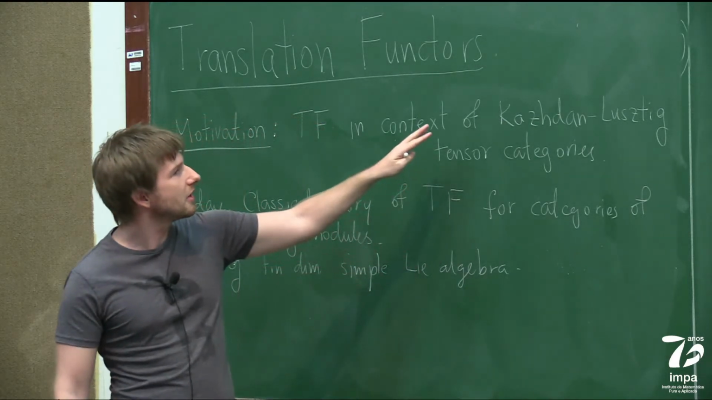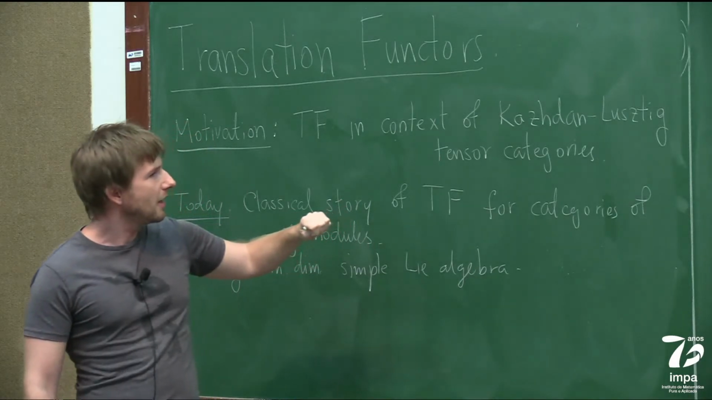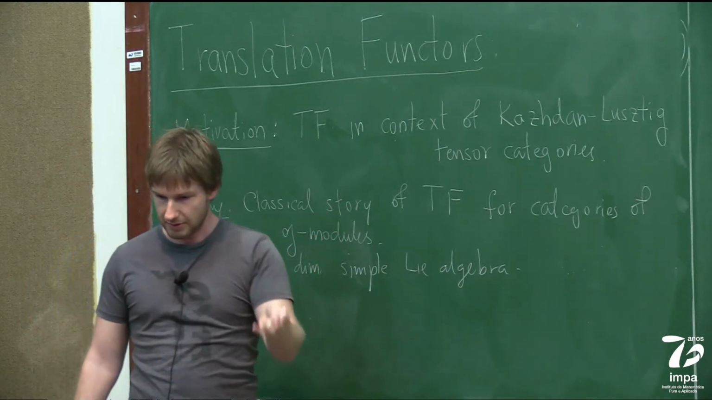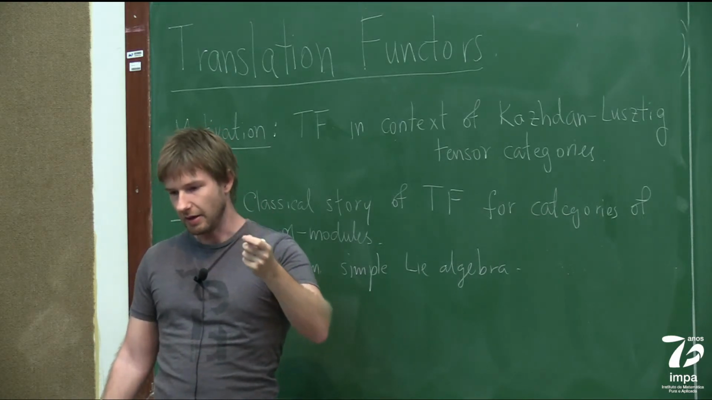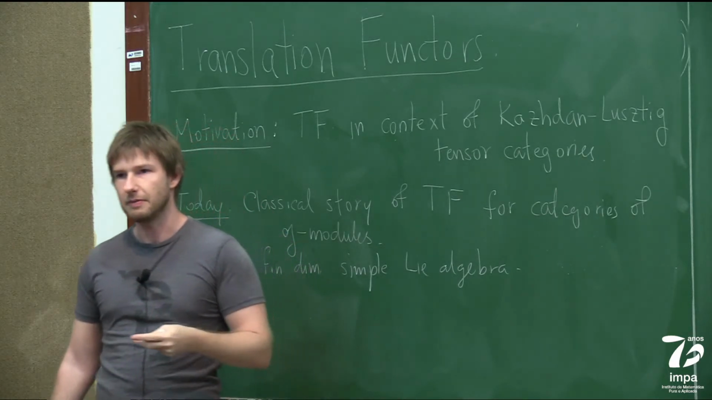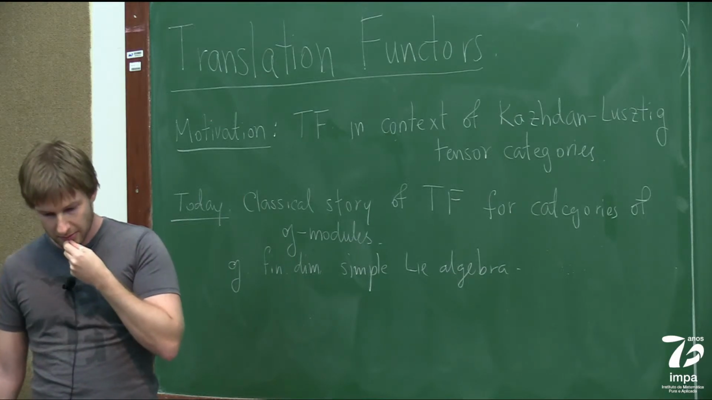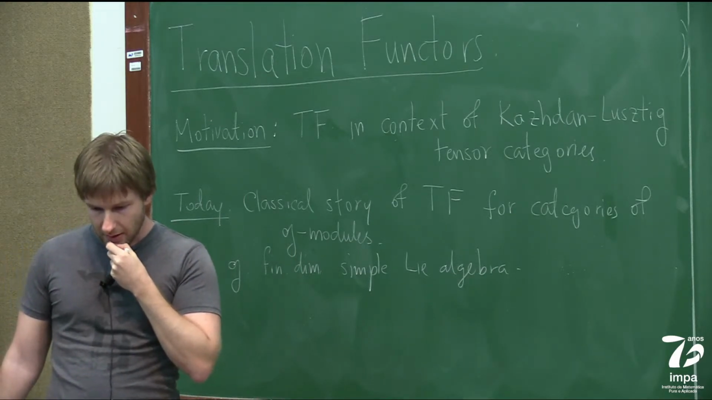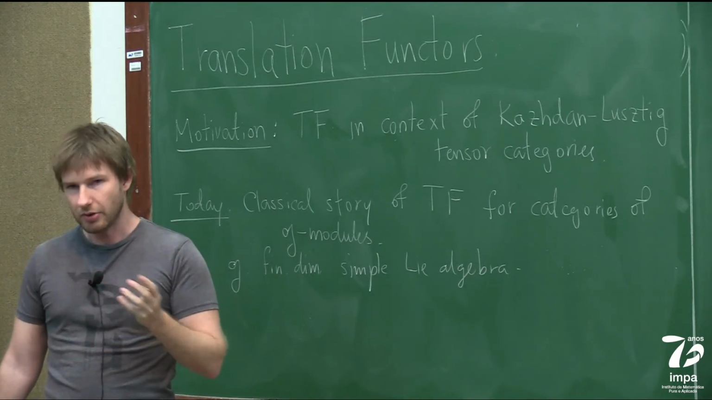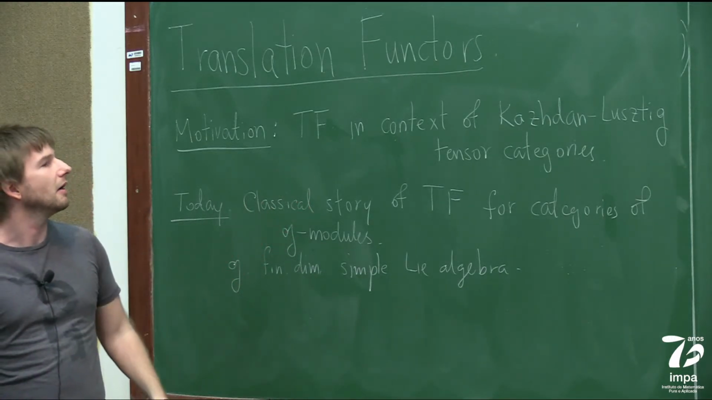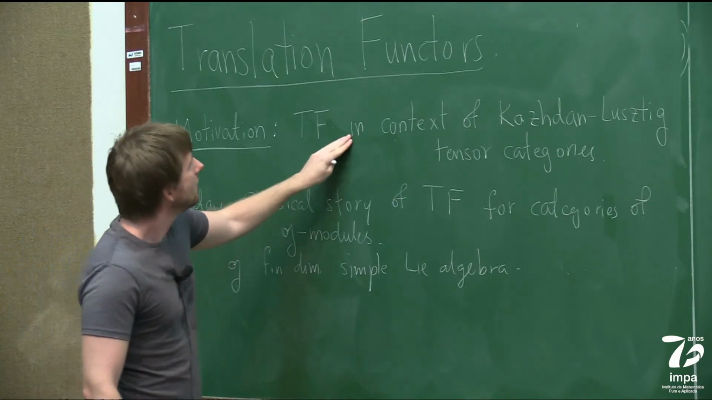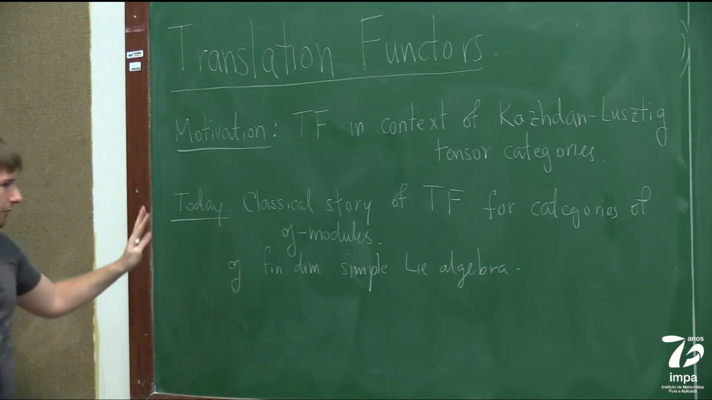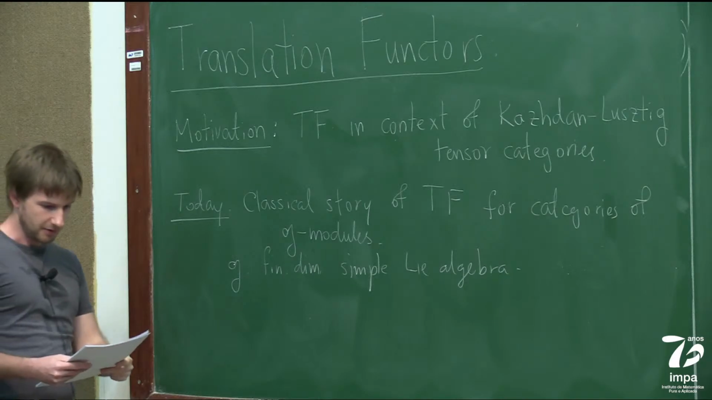So Kasdan-Lustig defines some more complicated tensor product, which involves looking at the Riemann sphere with various punctures, look at spaces of functions on the sphere, and use this somehow to cook up this tensor product between modules at a fixed level. Well, anyway, that's enough about the motivation. So I want to describe the classical story today.